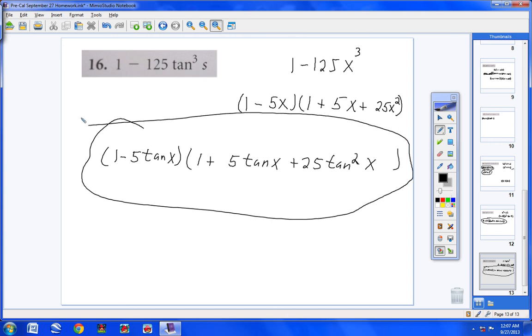Now I've got a teacher's edition, so I've got the even answers. I'm going to look here and see, and yes, that's as far as they wanted us to take it, and so we're done. So that's it.